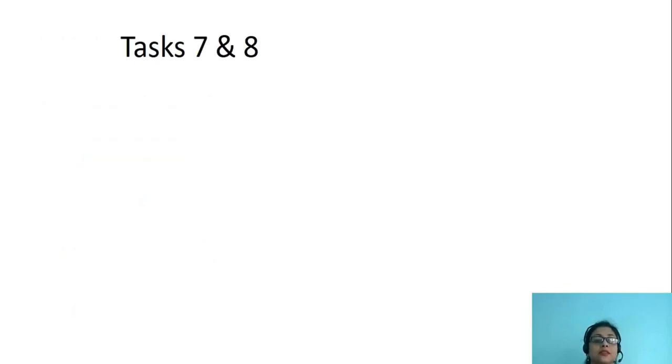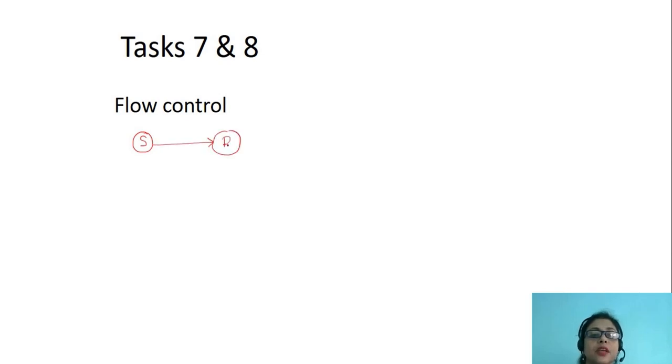Task number 7 and 8. Task number 7 is flow control. Flow control means the rate at which the sender sends data should match with the rate at which the receiver receives data. For example, we have a sender here that is sending data to the receiver. Now, if the sender is sending, let's say, data packet D1 and D2, it reaches the receiver, but the rate at which the sender is sending the data is more than the rate at which the receiver can process the data. So this is one example.